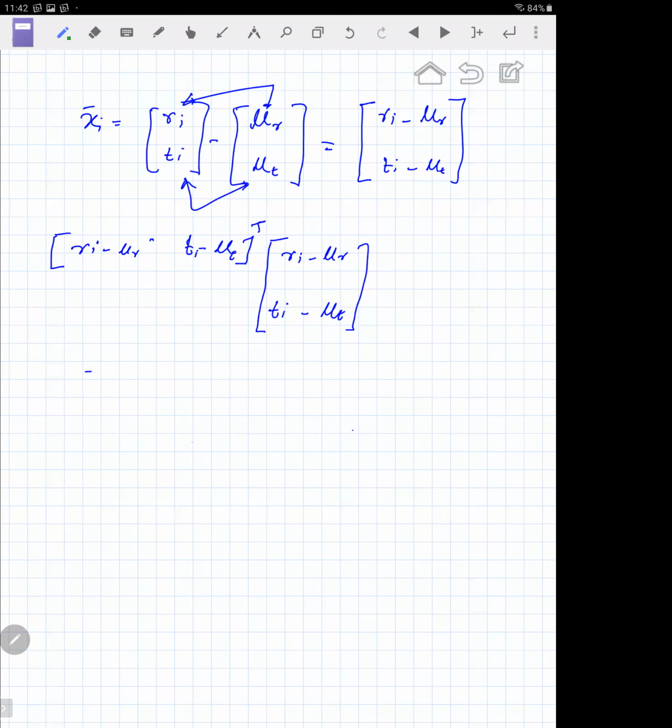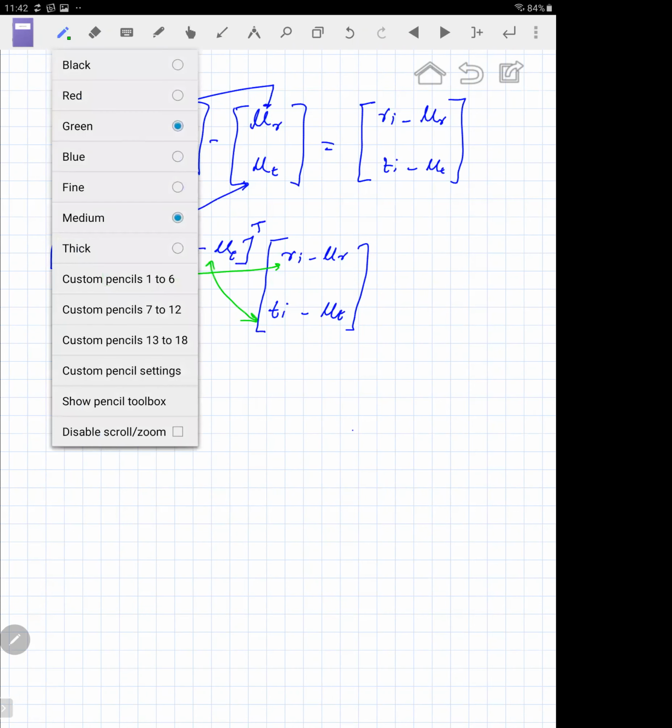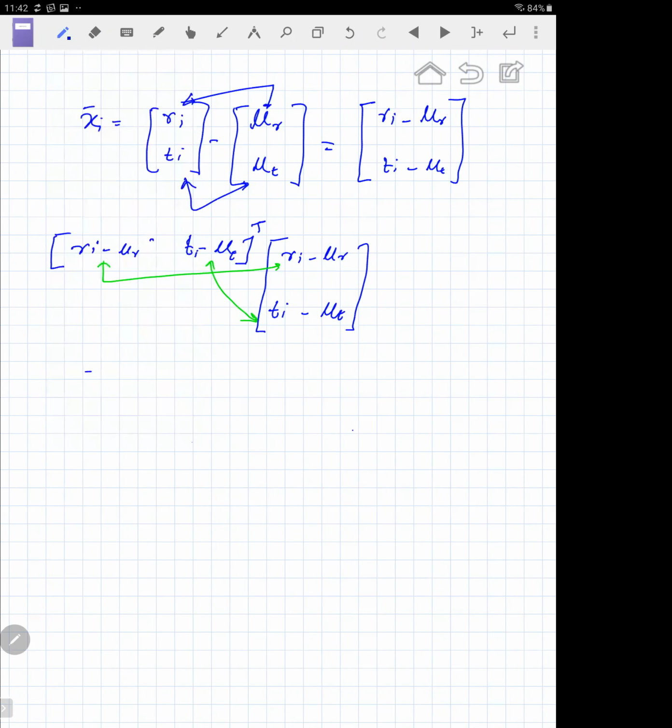It takes the first row, this variable multiplies with this guy, and this variable multiplies with this guy, right? And so we have Ri minus mu R square plus Ti minus mu T square. Right? So this is basically the vector inner product.